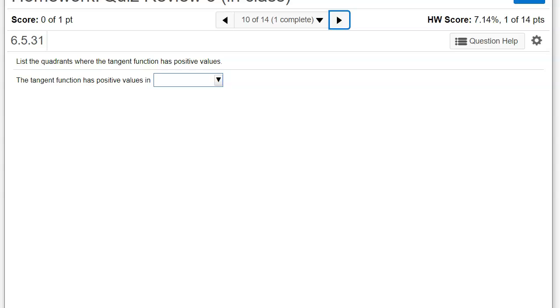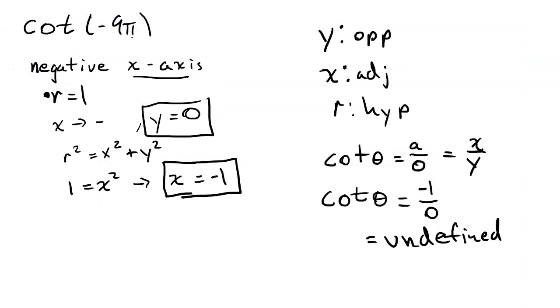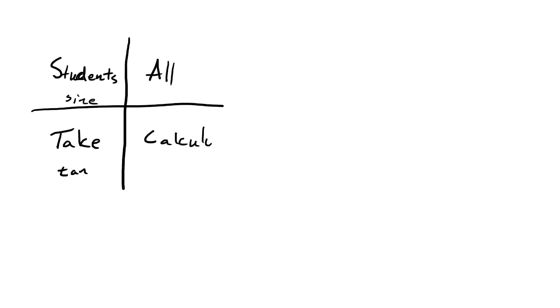As far as these questions where it's talking about where your functions are positive or negative, remember the saying, all students take calculus. Starting from quadrant 1, all trig functions are positive in quadrant 1. Sine and cosecant are positive in quadrant 2. Tangent and cotangent are positive in quadrant 3, and in quadrant 4, cosine and secant are positive.